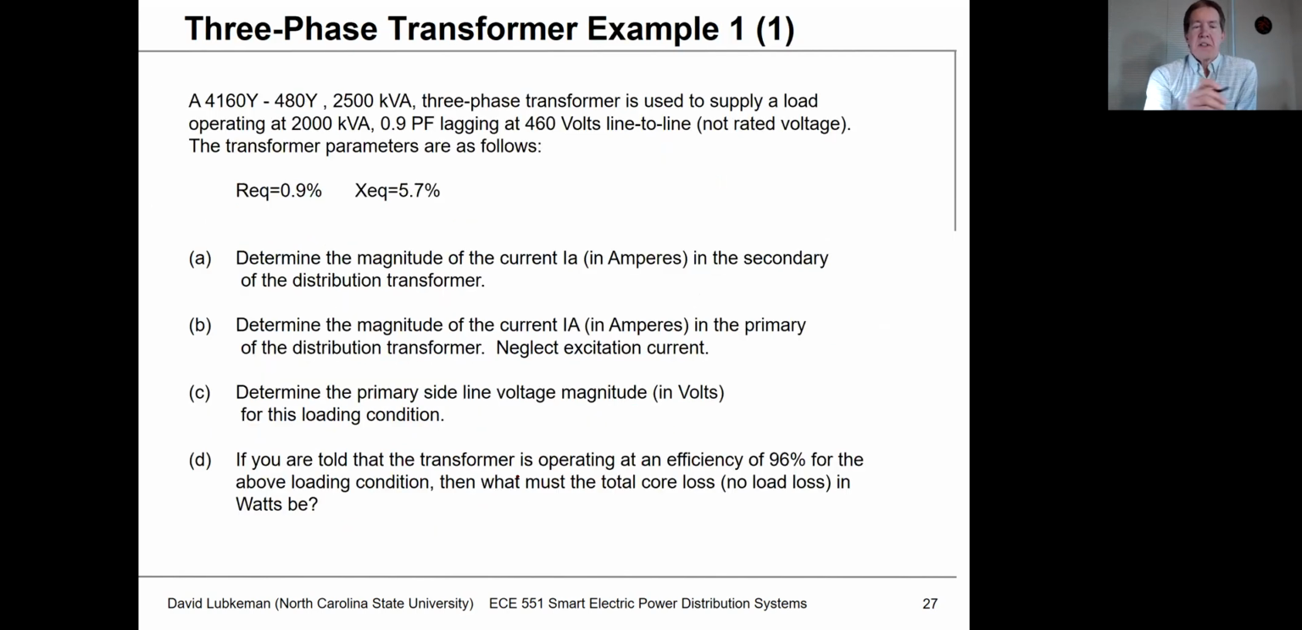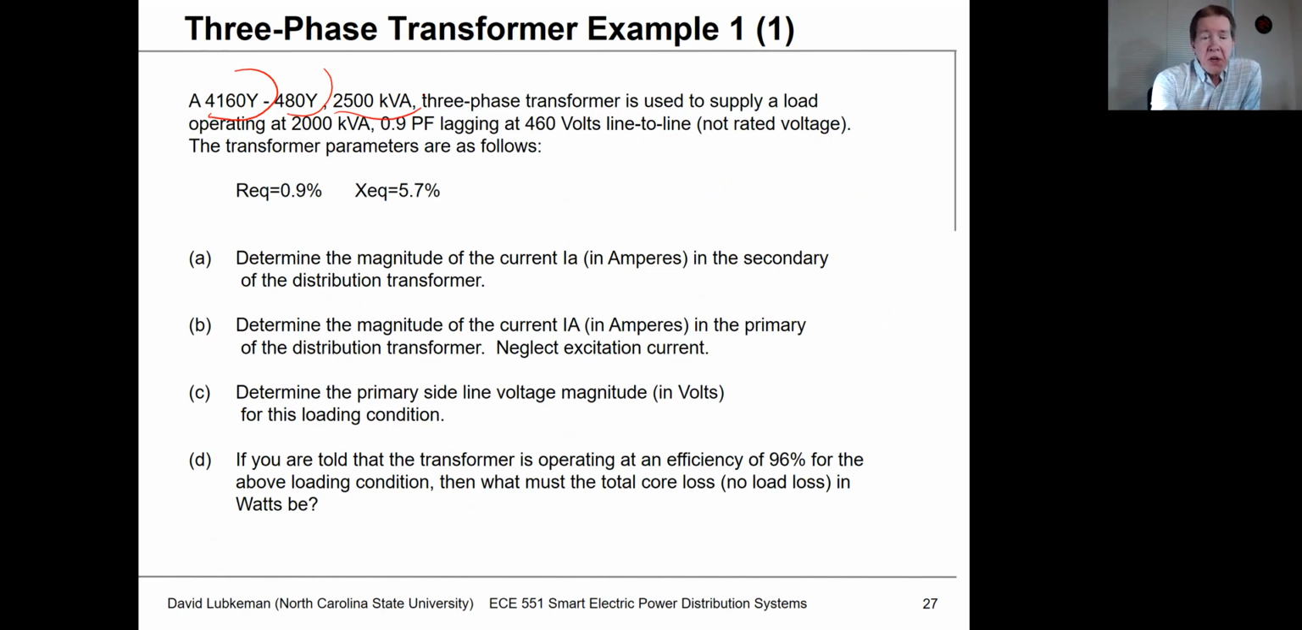So let's take a look at an example where I've got a three-phase transformer connected up 4,160 volts line on the high side, primary side, 480 volts on the secondary side, rated at 2,500 kVA. So this is a decent size industrial transformer.